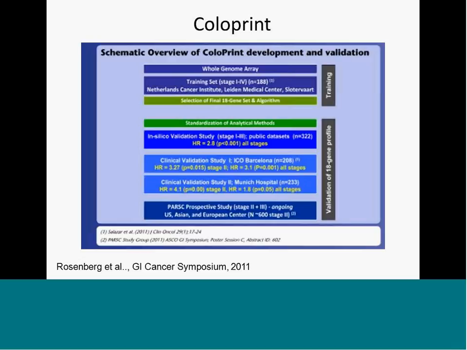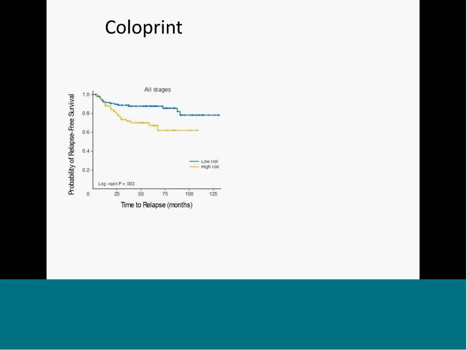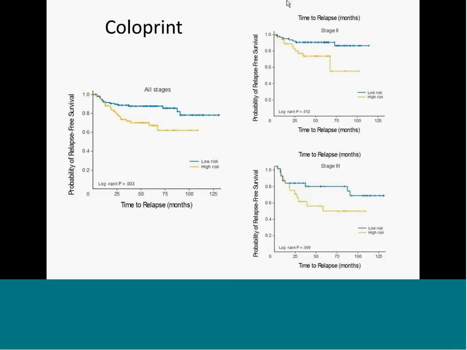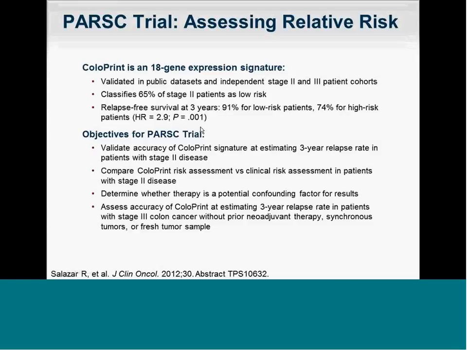So the ColoPrint is essentially the same thing. This is the Oncotype DX equivalent, and again, they show that if you have a good prognosis, you do well. If you have poor prognosis, you do poorly. So this is just the same as Oncotype DX, except this is done in Europe. And they actually have a prospective trial, which is very interesting. This trial is actually going on here in the U.S. But similar to the Oncotype DX, the ColoPrint is only prognostic and not predictive, so you can't do a prospective trial to determine whether or not you can make a treatment decision.